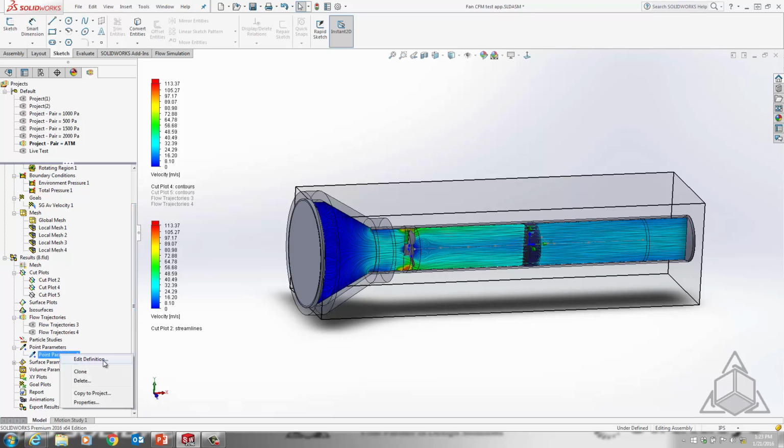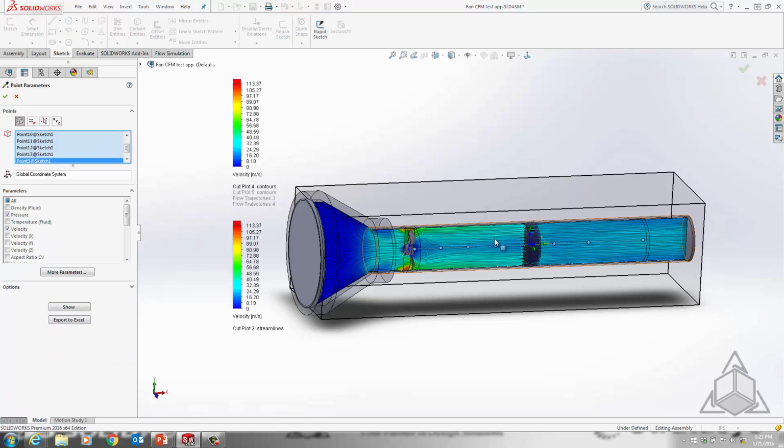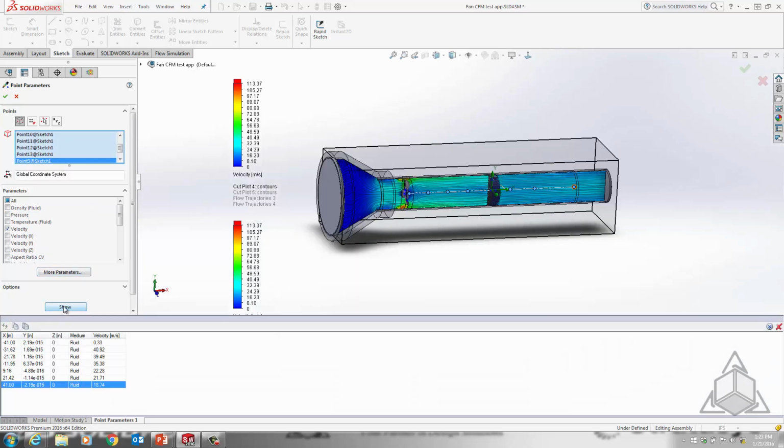If I right click this, edit definition, you can see that all those points are selected. So I have 7 points, and I don't really need pressure in this case, and I'm going to say show.